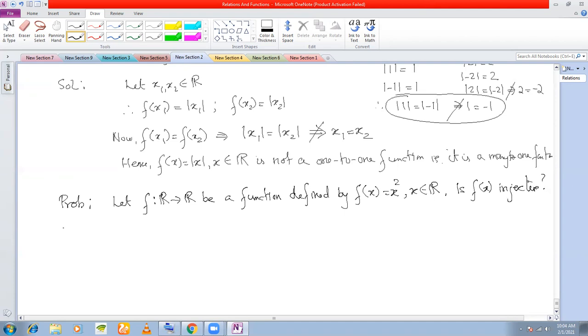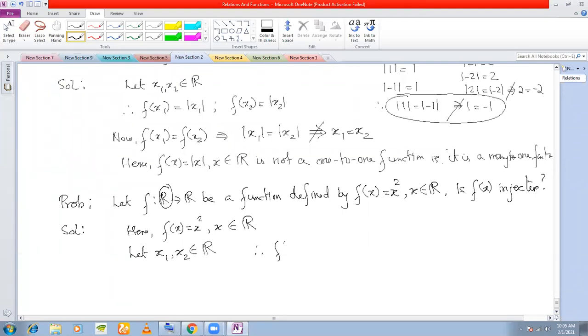Now can you tell me whether f(x) is injective? First of all, identify the domain set. Which one is the domain set here? This R, right? So here f(x) is equal to x square, x belongs to the domain set R. I take two elements. Let x1, x2 belong to the domain set R.